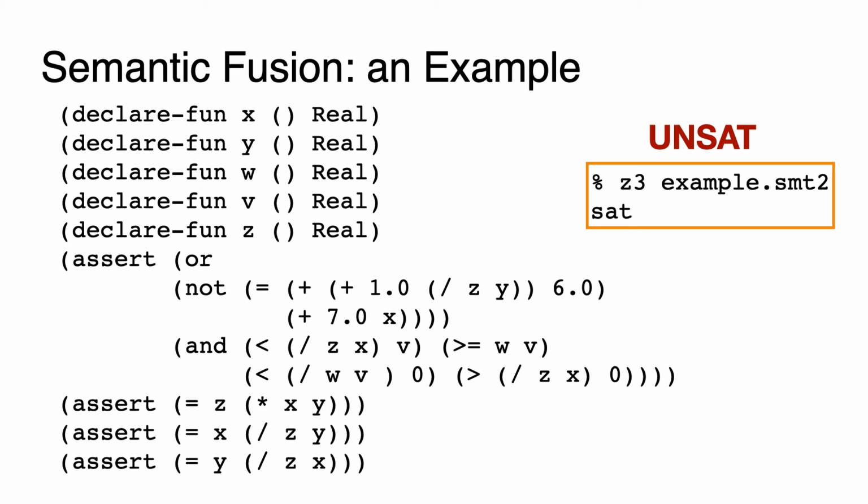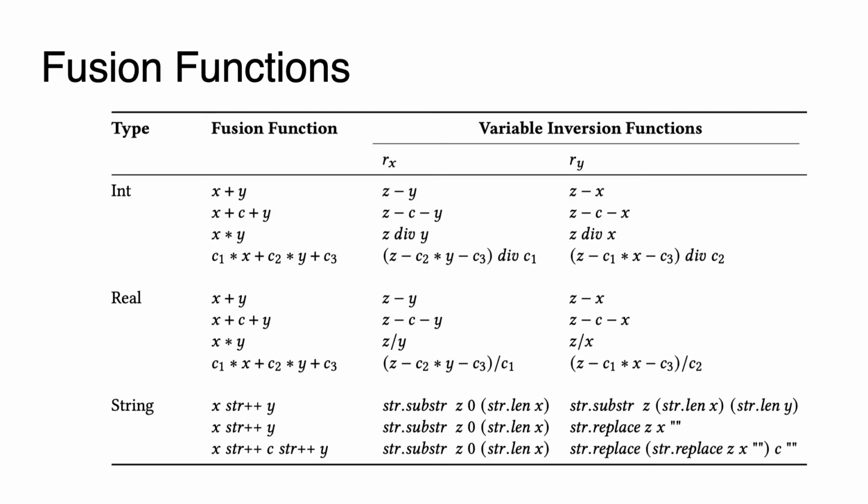However, this reports unsat for this formula, which means the formula uncovers a soundness bug in Z3. We reported this bug to the Z3 bug tracker and it has been fixed. Here are some demonstrative fusion functions and inversion functions on int, real, and string logic.